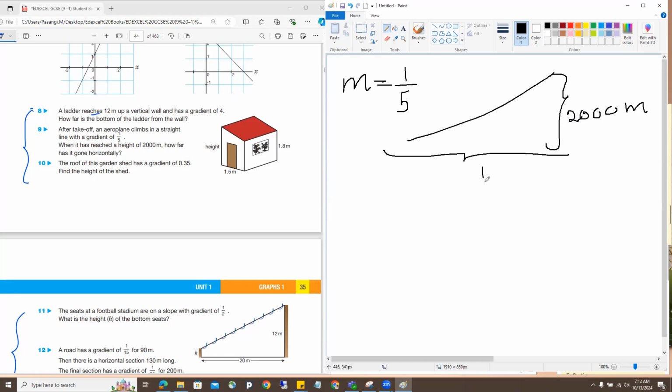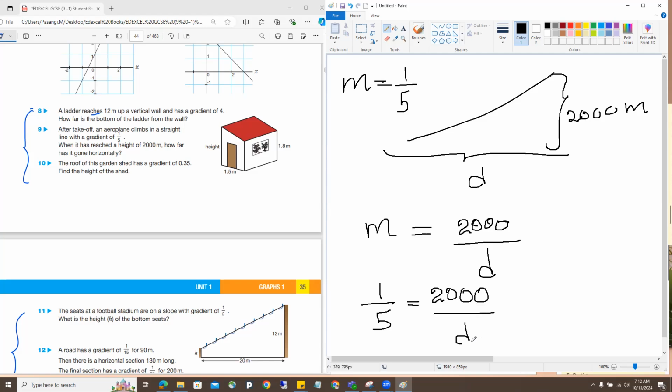So this length, if I take it as the distance d, what will happen if I write the equation for the gradient? m is equal to 2000 divided by d. That means 1 over 5 is equal to 2000 divided by d. Now we can do the cross multiplication. So d is equal to 10,000.